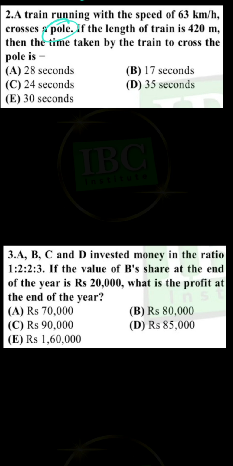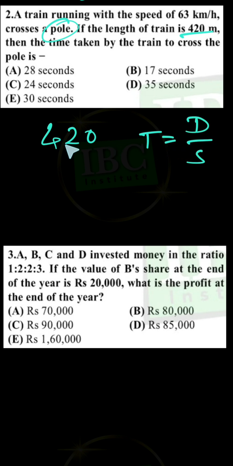Whenever there is some object which does not have its own length, we have to consider the distance as the train itself. So the length of the train, 420, is the distance for me in this case. And by using the formula time is equal to distance upon speed, you get the value of time. So distance is 420 and speed is 63 kilometers per hour, but here the distance is in meters, so we have to convert that kilometer per hour into meters per second. For that we have to multiply this value by 5 by 18.